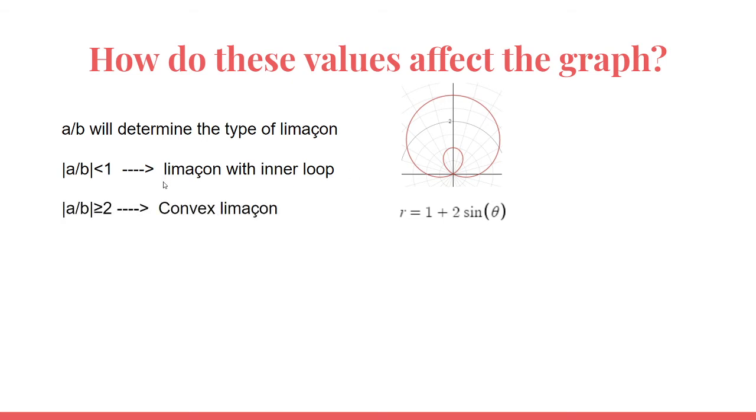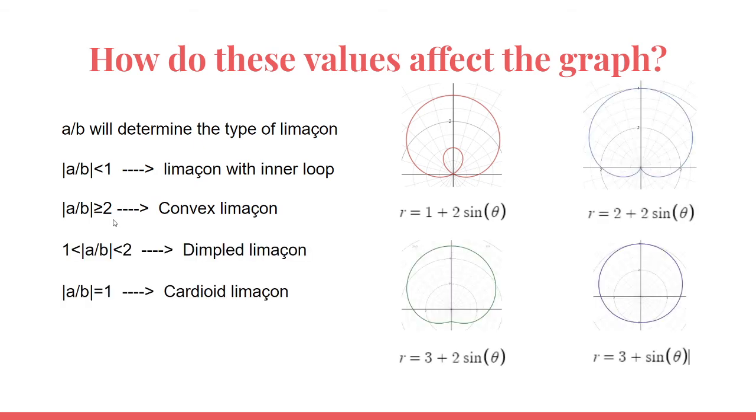In the situation where, oh shoot, did I mess that up? I think I copied the wrong thing. Yeah, I reversed convex and cardioid. So with cardioid limacons, a divided by b will be equal to 1 and only 1. And that creates this sort of heart shape here.